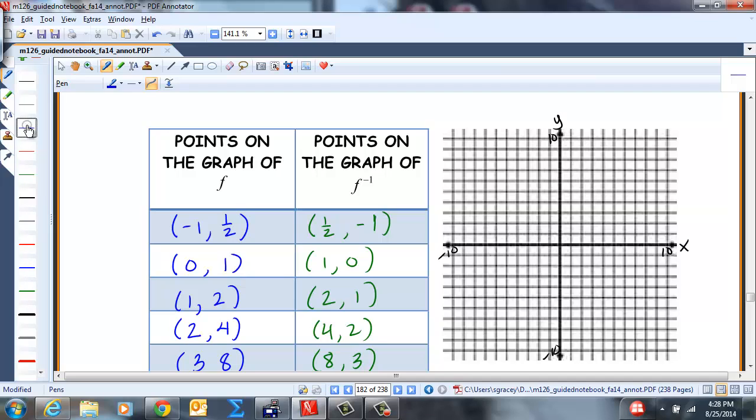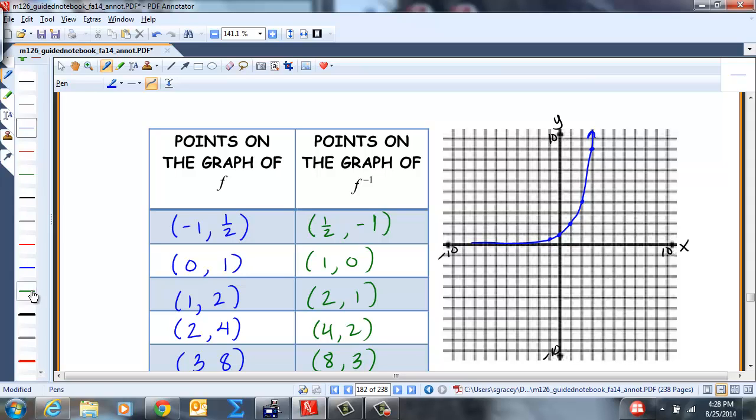I'll do the blue first. I'll graph f in blue, and then I'll graph f inverse in green. So negative 1, 1/2 is here, then 0, 1, then 1, 2, then 2, 4, and then up here at 3, 8. Remember you have a horizontal asymptote at the x-axis, and then it increases without bound.